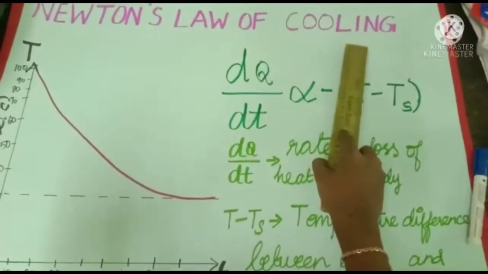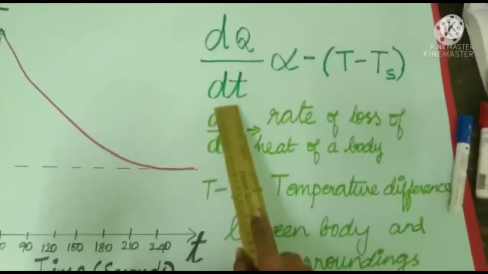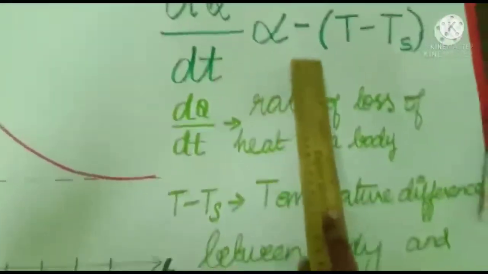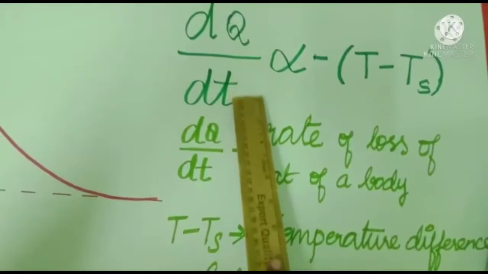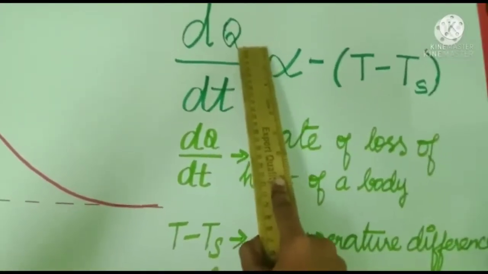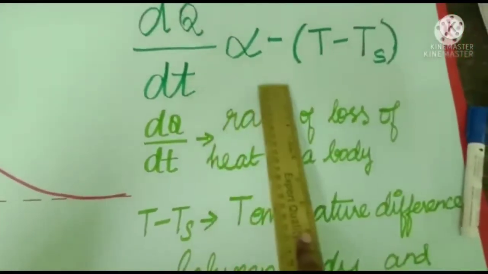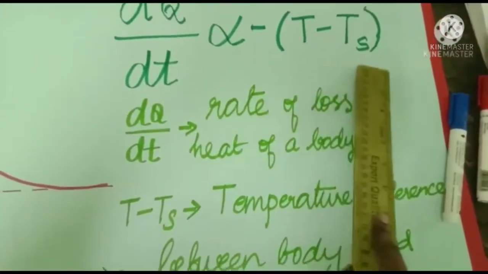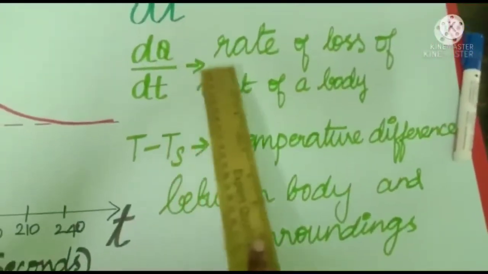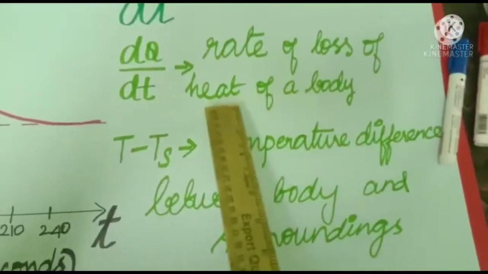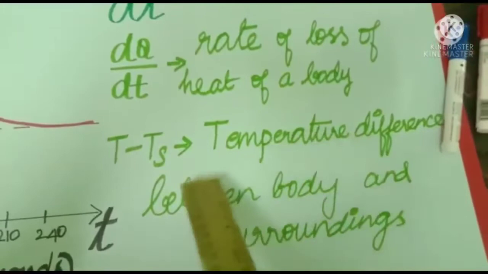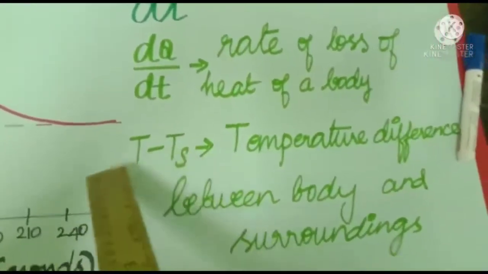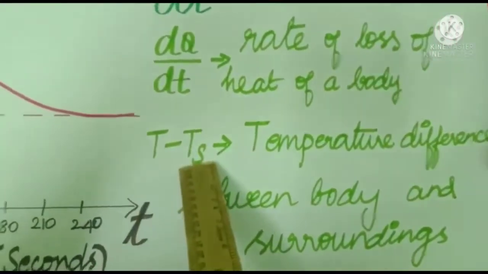Newton's law of cooling: dQ by dt is proportional to minus (T minus Ts), where dQ by dt is the change in heat or loss of heat with respect to time. dQ by dt is the rate of loss of heat of the body. T minus Ts is the temperature difference between the body and the surroundings. T is the temperature of the body and Ts is the temperature of the surroundings.